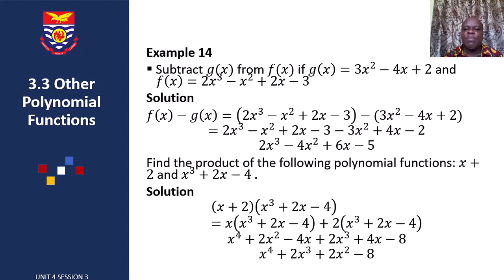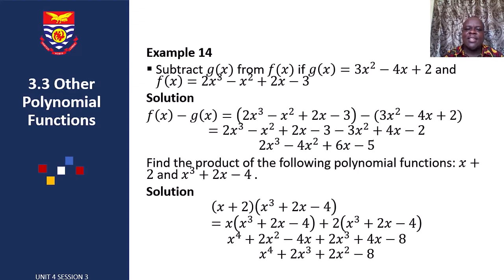We simplify. The one with exponent 3 is only 1, so 2x cubed. Then the ones with exponent 2 are minus x squared minus 3x squared. We put them together, we have minus 4x squared. Then 2x plus 4x will give us 6x. And then minus 3 minus 2 will give us minus 5 as the solution.